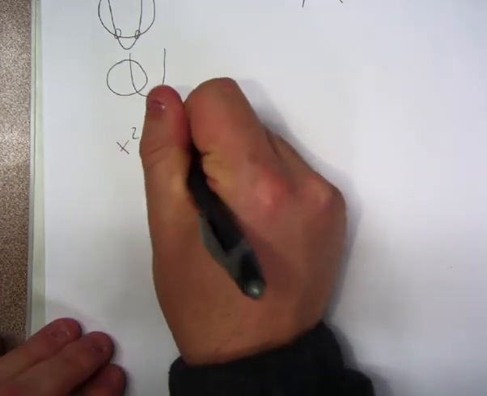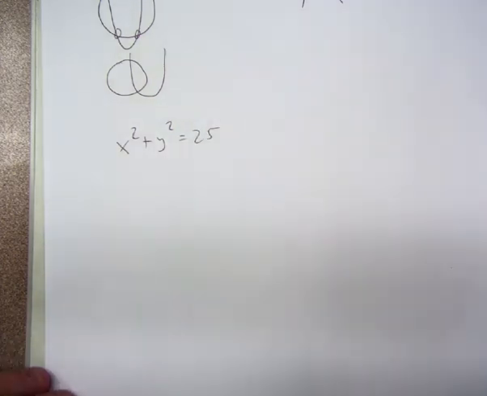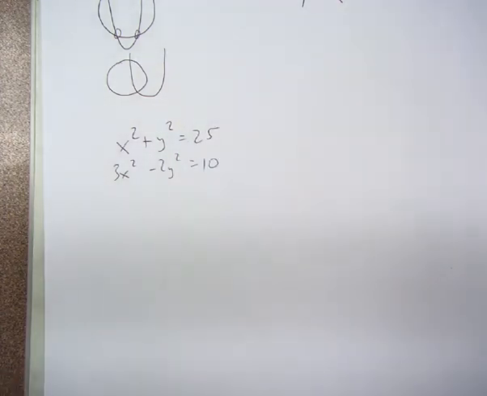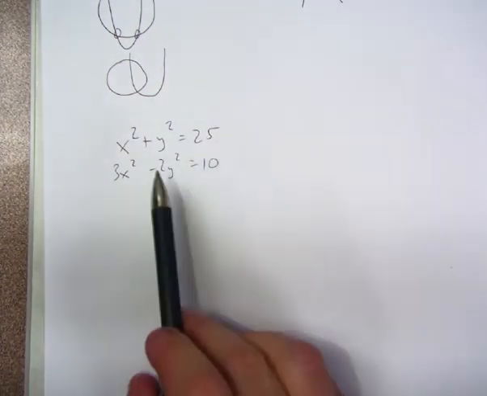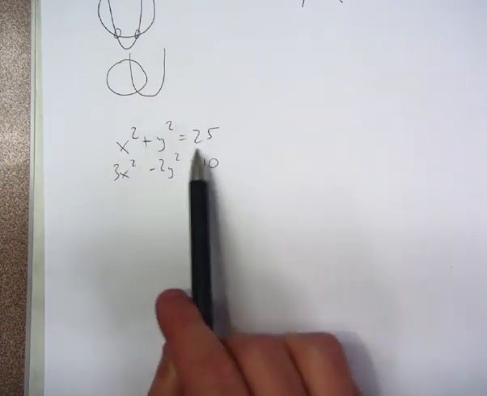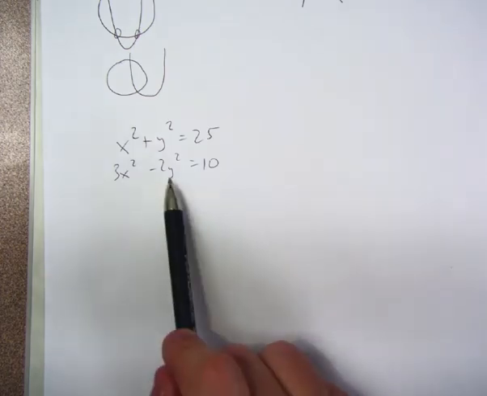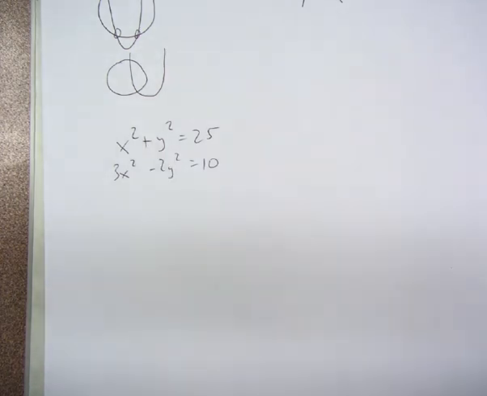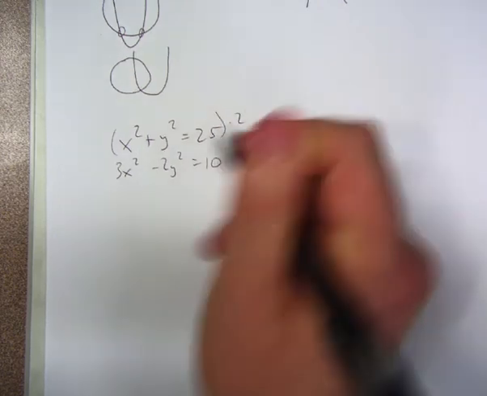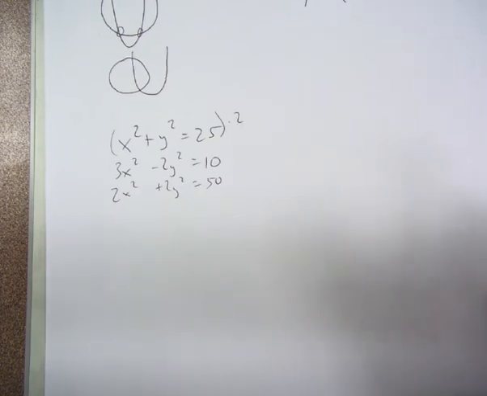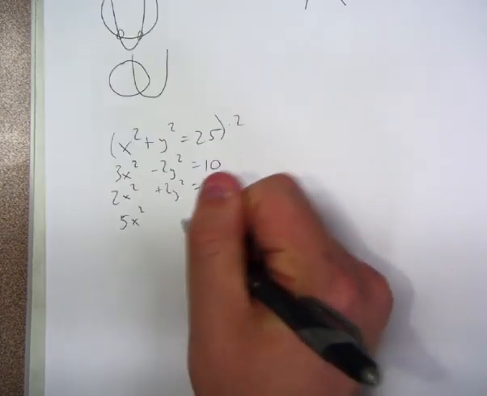x squared plus y squared equals 25, so a circle. And 3x squared minus 2y squared equals 10, a hyperbola. Now what you're not allowed to do is change these equations and square root all these terms. You can't do that. So in this quadratic, we are going to use elimination, just like if they were not squared. If this is negative 2y squared, I want this to be 2y squared. So I'm going to multiply the whole top equation by 2. And then when I add these equations together, the y squareds cancel. So you get 5x squared equals 60.